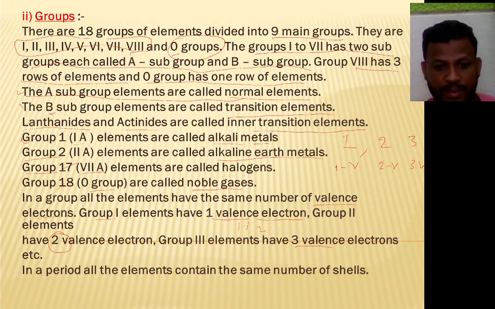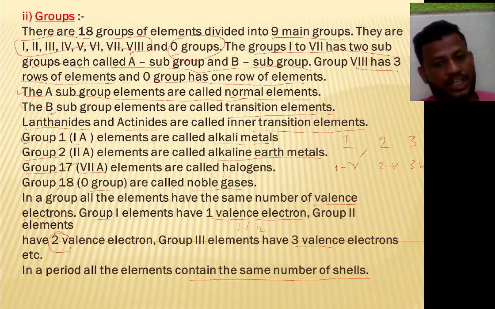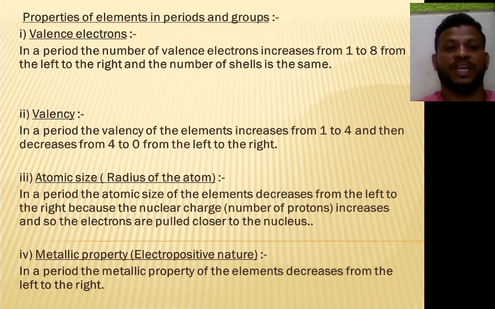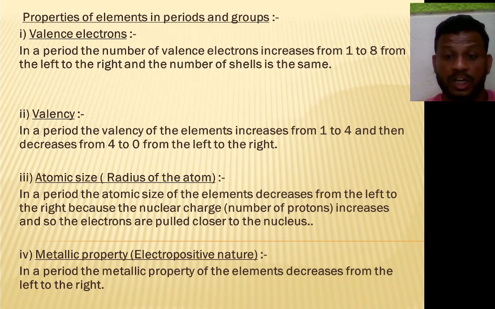In the modern periodic table, all the elements in a period contain the same number of shells. Okay, let us see further. Properties of elements in the periods and groups. What are the properties kept in mind to classify the elements? According to the valencies, the atomic size, and the metallic properties. Let us see one by one.